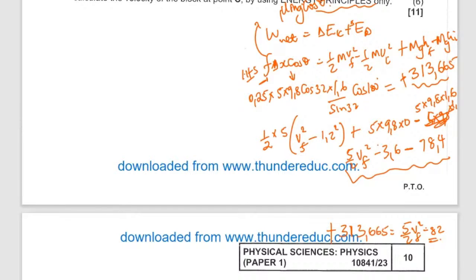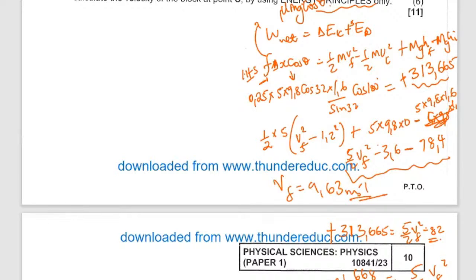313,665 minus 82, getting the 231,668 is equal to 5 over 2 v squared. And I'm dividing this by 5 over 2. Okay, I'm getting 92. And when I find the square root, I'm getting 9.6. Okay, 9.63 meters per second.